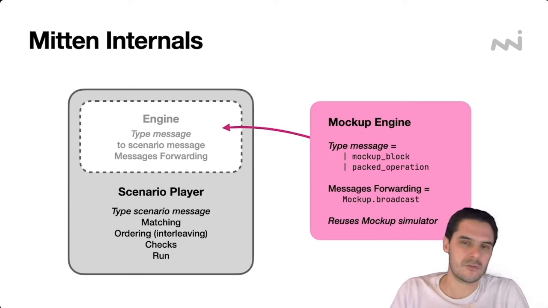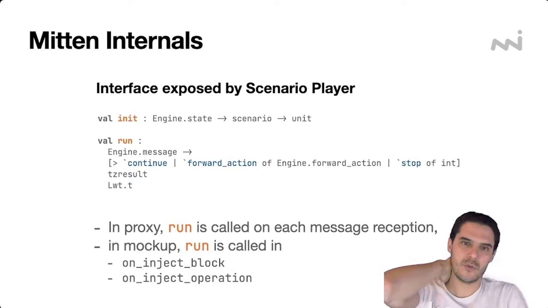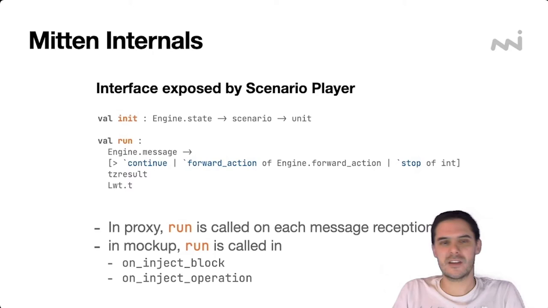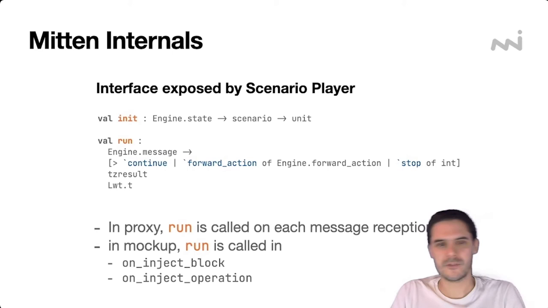The interface exposed by the scenario player is a way to initialize the scenario with a special state for the engine. So this is also provided by the engine. And there's this run function, which takes a message and then gives us a result. So either continue with the running of the scenario, or perform a special kind of forwarding action, which is what the engine will do. Or you can stop with a given error return code. In the proxy, run is called every time Mitten sees a message that comes from one of the nodes. In the mockup, run is called every time we inject a new block or every time we inject a new operation.